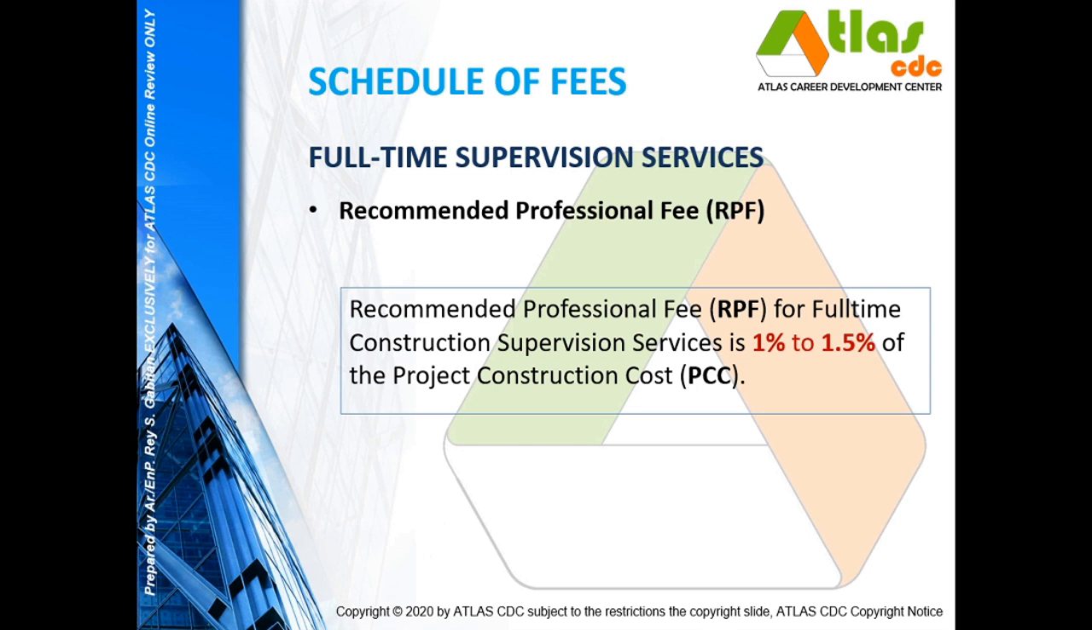Now, if you are using the percentage fee, the recommended professional fee for full-time construction supervision is at 1 to 1.5% of the project construction cost. Now, if you compute it using this one and you find that the fee is too low, then you can use the other methods in computing the fee for full-time supervision.